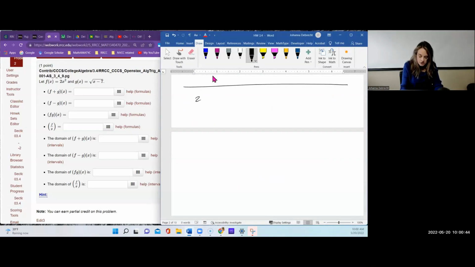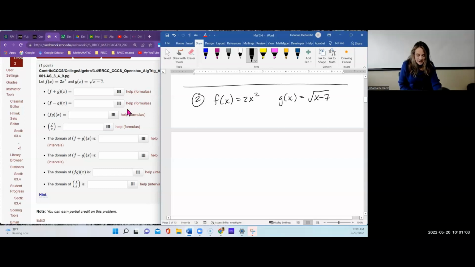In problem number 2, our two functions are f of x equal to x squared and g of x equal to the square root of the quantity x minus 7. Still snowing and starting to gather on the roof. It's crazy. Now we have f plus g of x.